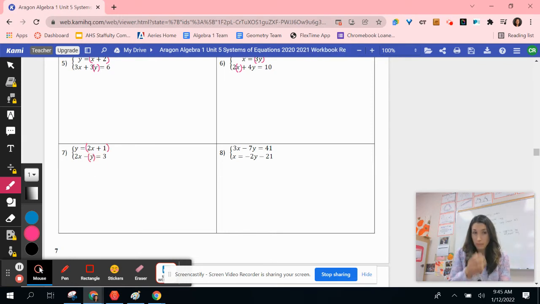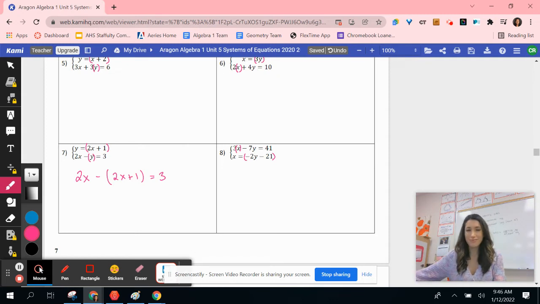This one especially, I would make sure you're putting a set of parentheses around it. So 2x minus our y value, which is 2x plus 1, which we substituted, equals 3. And we want to make sure we put the parentheses because we want to make sure we're distributing that negative to both terms. Okay, and then in our last set of equations here, we have an x equals, and we're going to plug that into x in our equation above that.